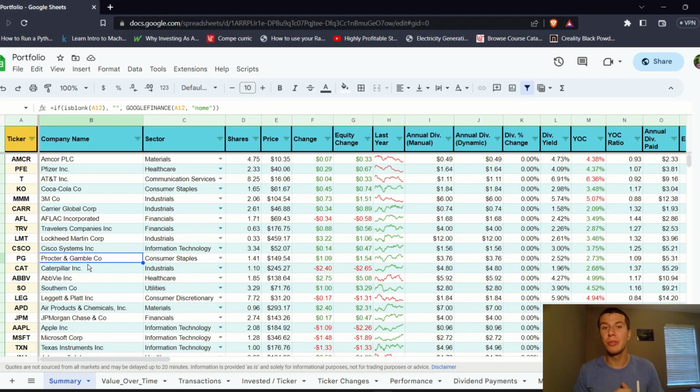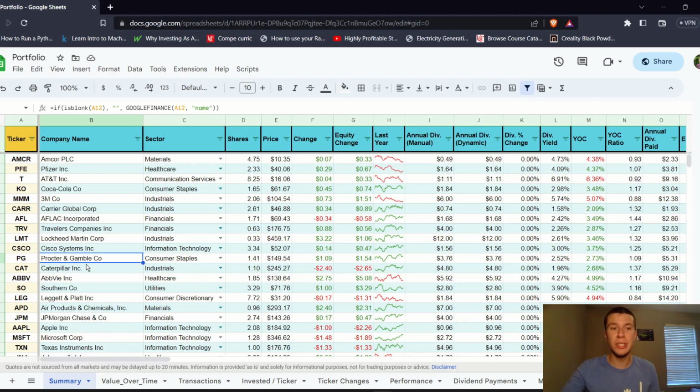So as you can see, I use Google Sheets for my portfolio spreadsheet. I just like that it's on a web browser, so you can access it as long as you have internet from any device at any time, and you don't just have to have the actual document like you might have to with Microsoft Excel.